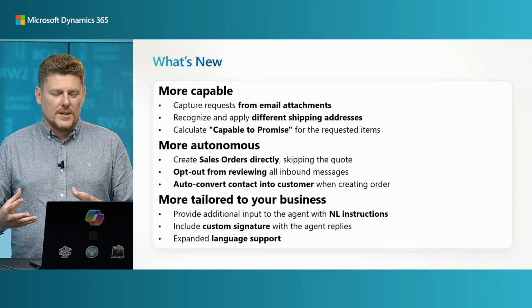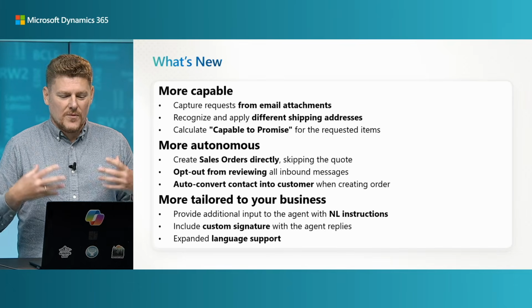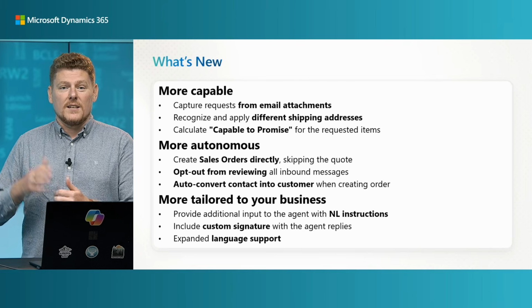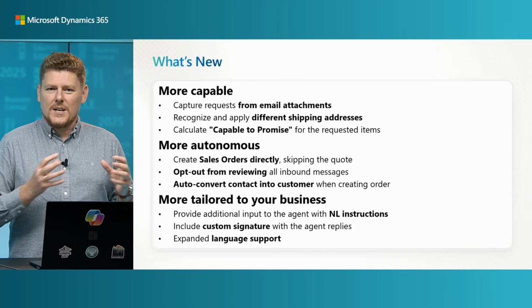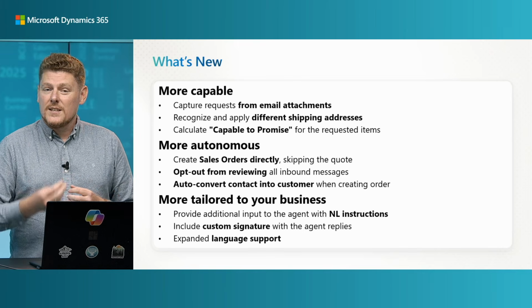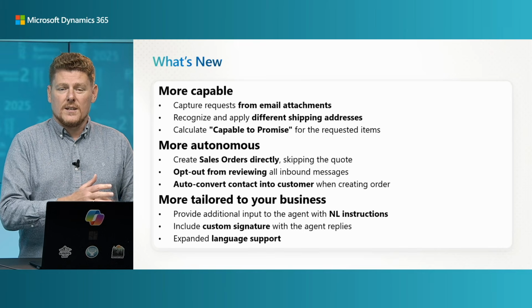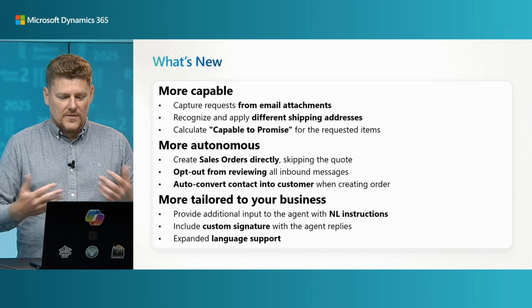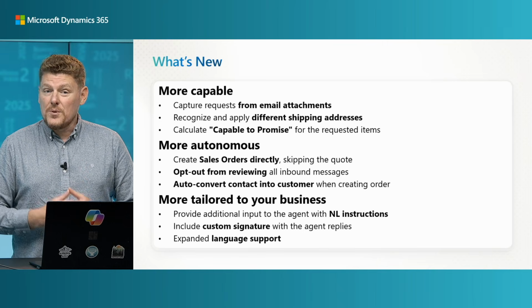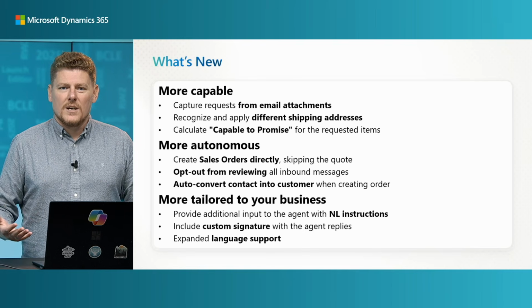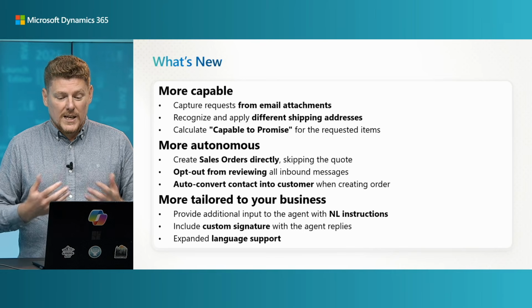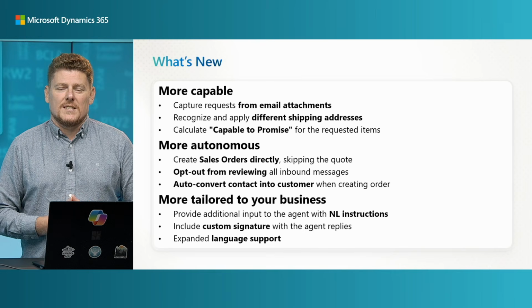You've seen how the sales order agent can now process email attachments of different kinds. It can use the very powerful feature of capable to promise to set the expected shipping date for your items. It can create sales orders directly from the email request, skipping the unnecessary steps of going through the quote, if that is required by your business. You can even interact with it using natural language instructions. All of these capabilities should help your business become much more efficient with the sales order agent.